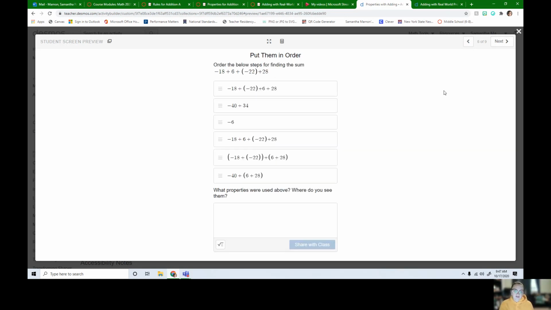This next slide is for you to put these in order. So I'm going to tell you that the first one is going to start with the card that looks exactly like this. So I'm going to find the card that looks exactly like that and put it at the top, and the last one is -6. So now you need to put these remaining 4 cards in the correct order. So if you haven't done it yet, pause the video and put these cards in order.